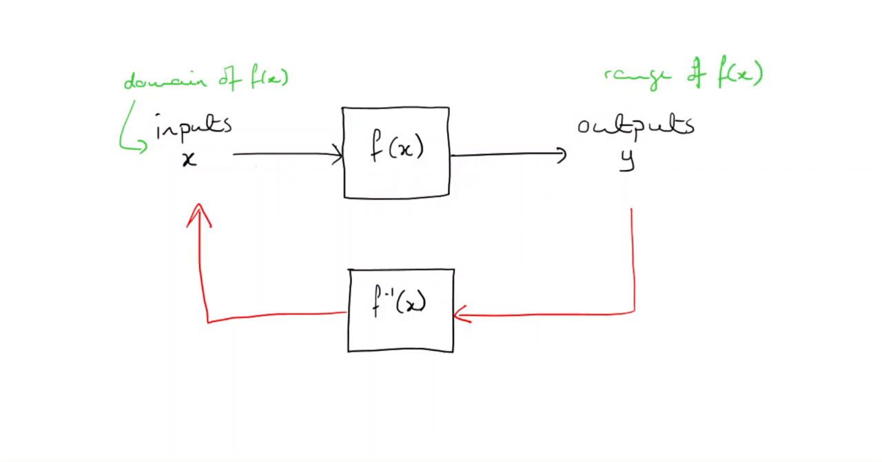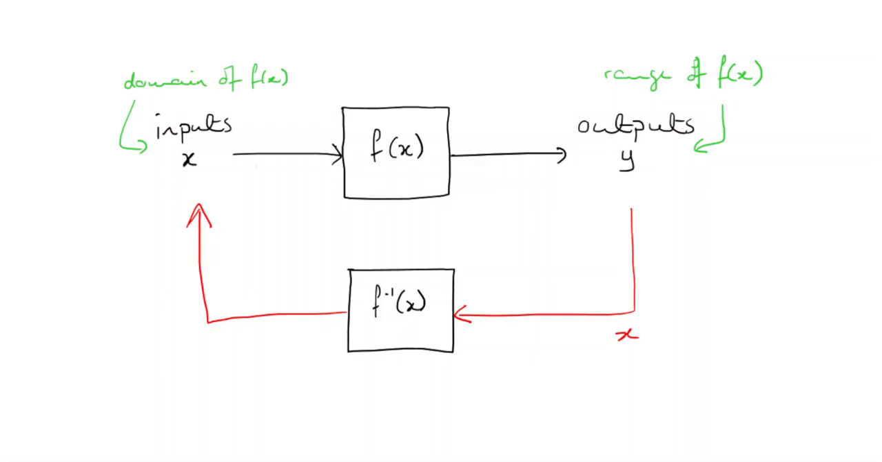Right? So the domain of f of x is the set of inputs, and the range of f of x is the set of outputs. Remember, what we're saying about the inverse function is that the outputs of f of x become the inputs of the inverse function, right? So these outputs here become the inputs of our inverse function. They become the x's of our inverse function.